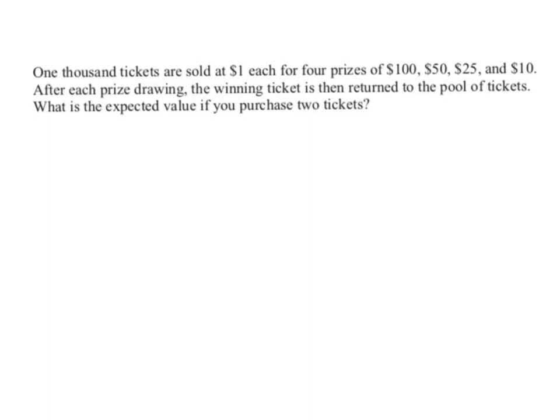Yes, you do have to do it for each one. You have to do it for 100, because there's a 2 out of 1,000 chance of winning $100. Then the ticket goes back in. Now you have a 2 out of 1,000 chance of winning 50. So now try to solve this the same way we did the last one, except instead of there only being one outcome, there's 4 outcomes. Since you buy 2 tickets, you subtract $2, because it's $1 a ticket.